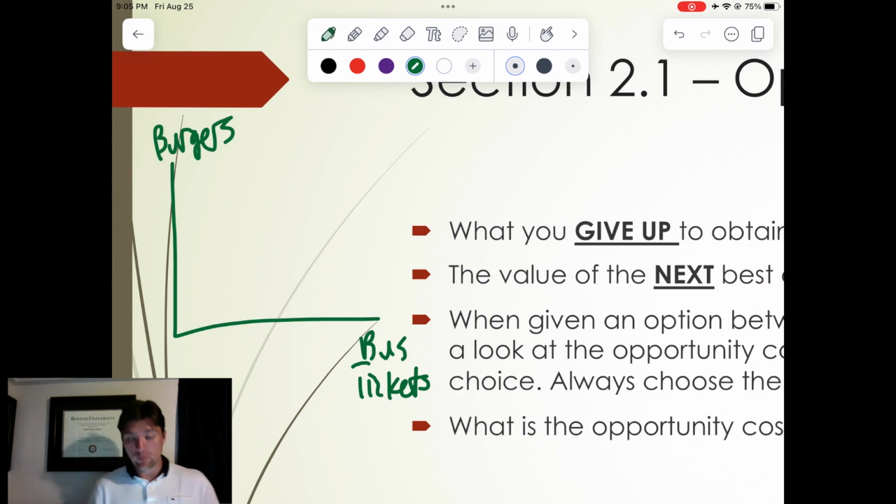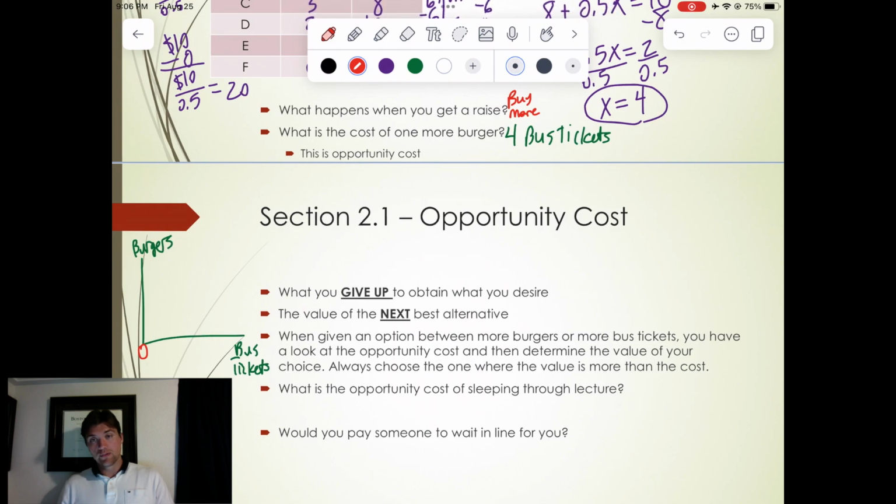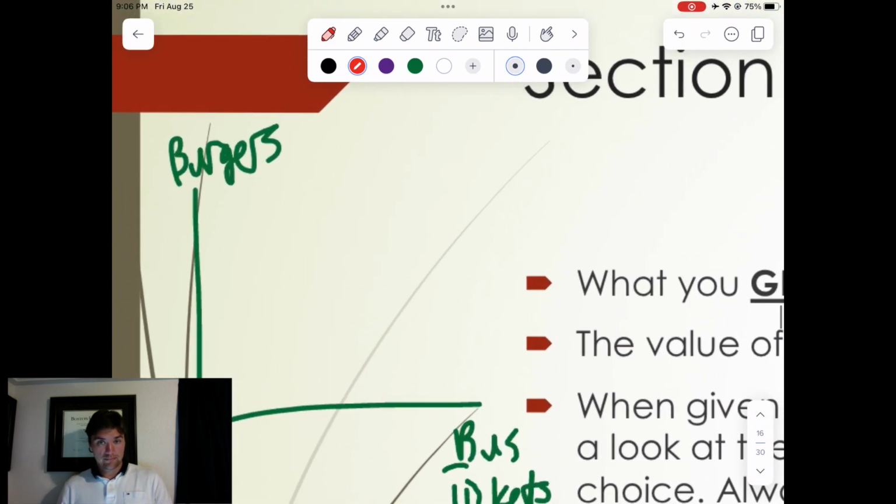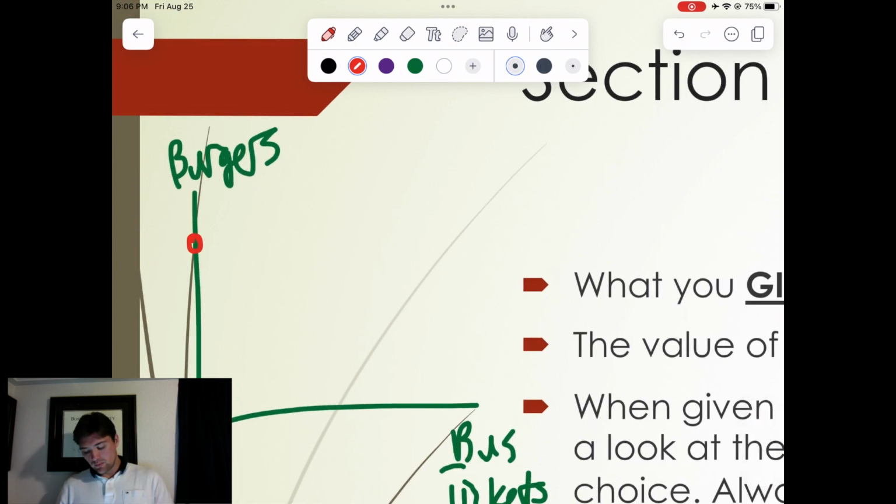if you're doing the graph here, remember that 0, that's where you start. So if you're doing 0 bus tickets, how many burgers were you doing? 5. So you would put a 5 right here, and that would be point A.